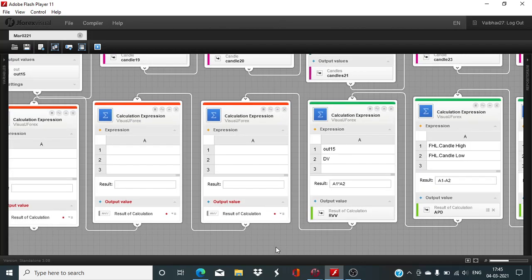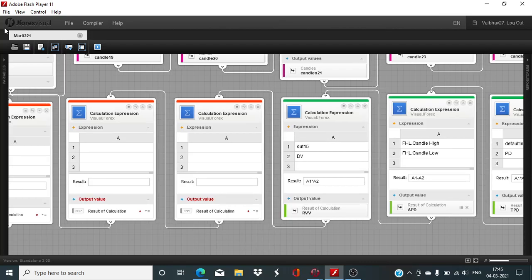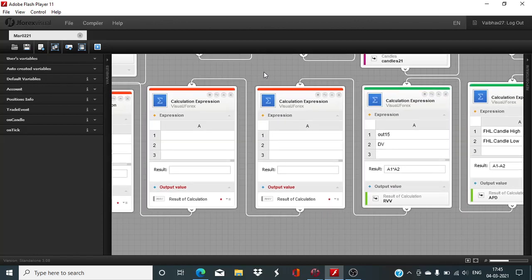Okay, so in this we will have to take the current price, last tick bid. Since we are going for a buy trade, I think using the ask price will be more appropriate.